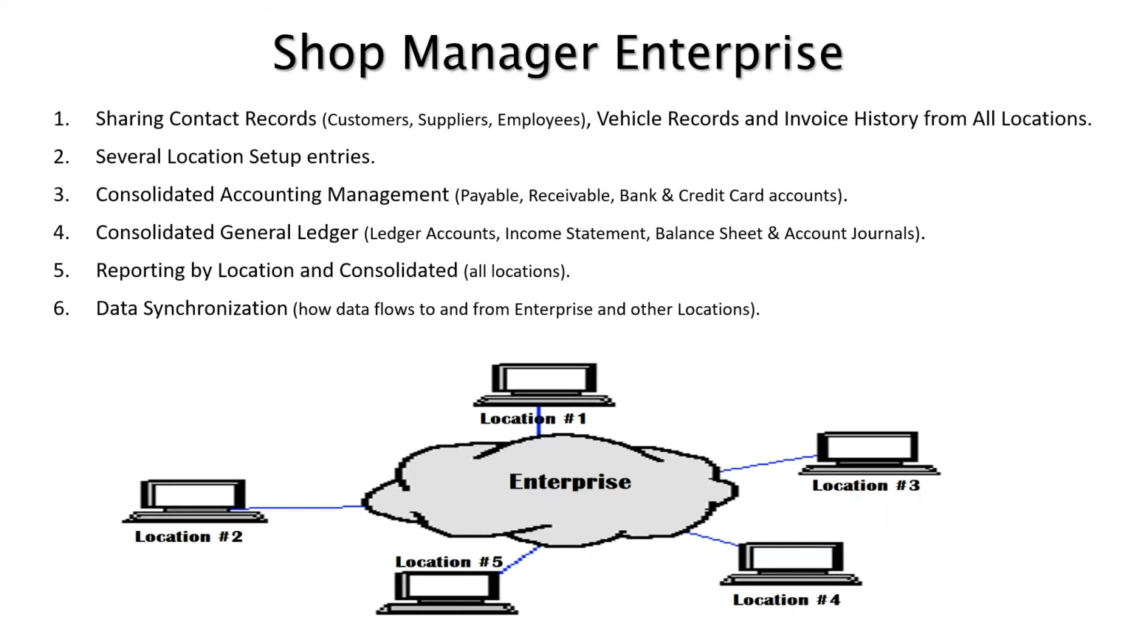You'll have several location setup entries. Consolidated accounting management: payables, receivables, bank and credit card accounts. Consolidated general ledger: ledger accounts, income statement, balance sheet, and account journals. Reporting by location and consolidated at all locations. Data synchronization, how data flows to and from enterprise and other locations.